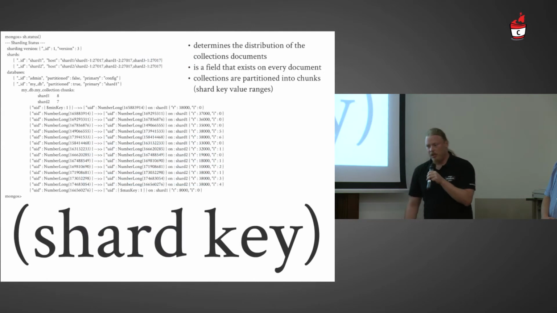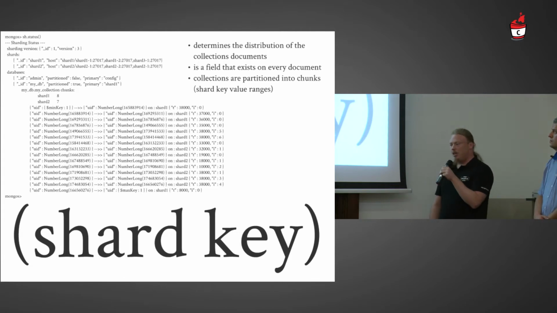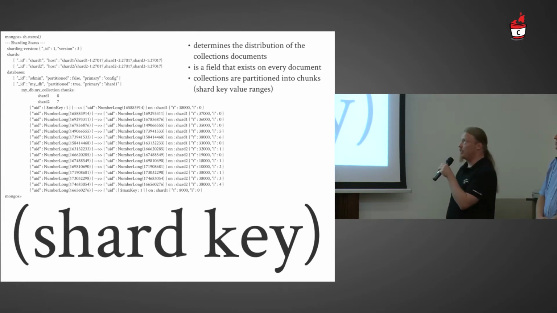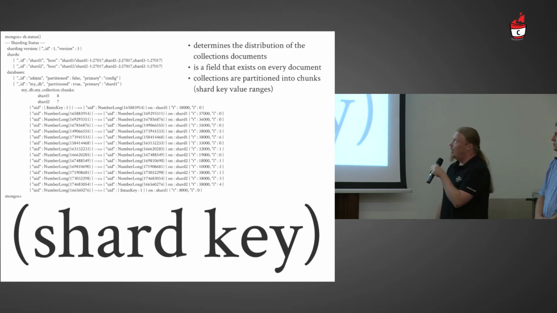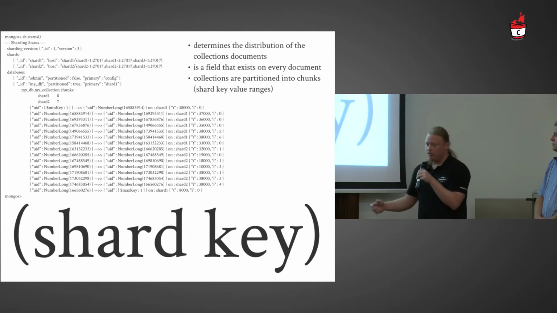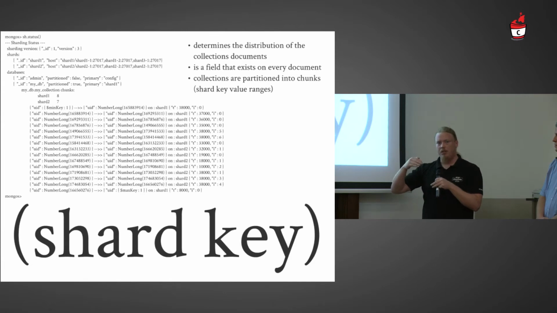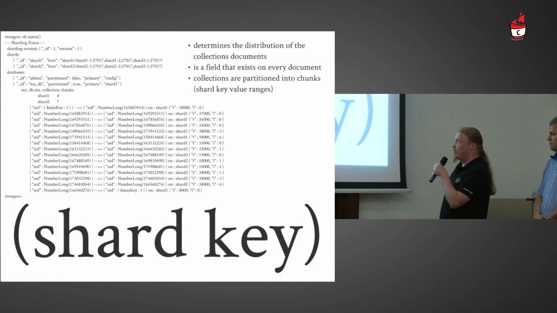Of course, now let's get to a little bit more detail about how the sharding works. When we shard a collection, we have to determine a shard key, and this shard key determines how our data is distributed across shards. So a shard key must be a field that exists in every document, and you also need an index on this field. Yeah, and of course then your data is partitioned into chunks. These are basically value ranges of your shard key, and these chunks then are distributed across your shards.